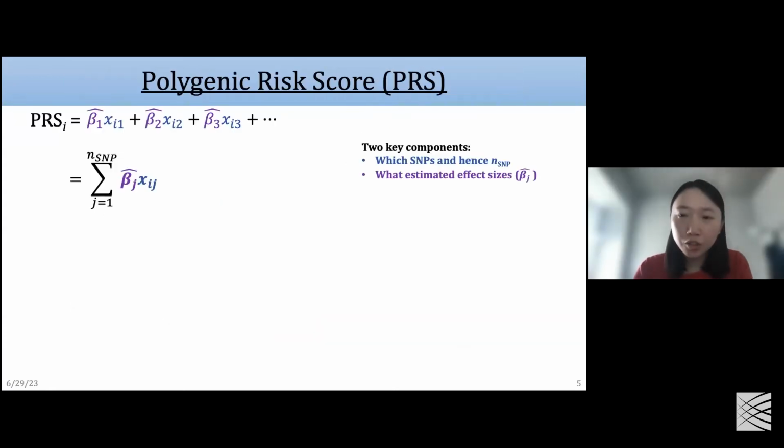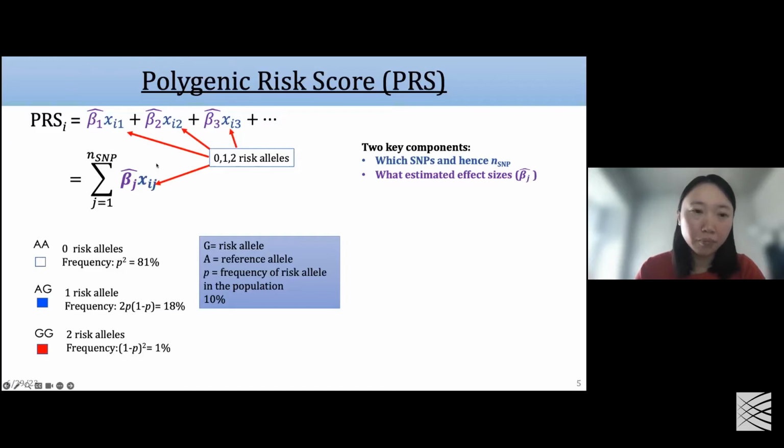PRS are predictors of the genetic susceptibility of individuals to disease. Its calculation is quite simple. It's the sum of the risk alleles weighted by the effect sizes. By its format, we can say it has two key components. The first one is the number of risk alleles, usually coded as 0, 1, or 2, as illustrated by a single variant here. The second component is the estimated effect sizes from GWAS.